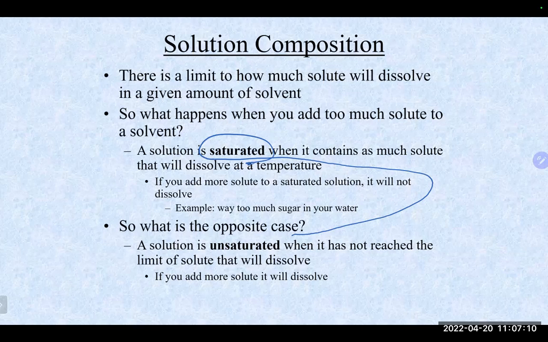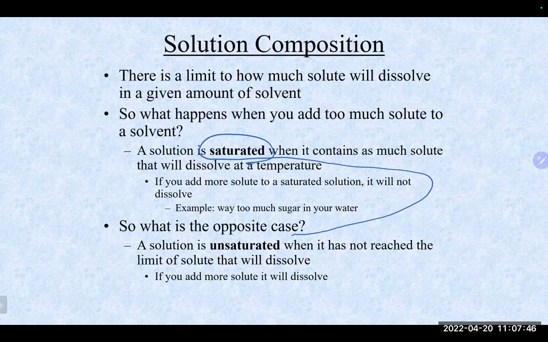So saturated, no more solid will dissolve. You're at the maximum amount that you could get into the solvent. And unsaturated, you're not there yet. You could still continue to dissolve at that point. So if you were doing this in a test tube, you scoop some solid, you stir it, it dissolves, you scoop some more solid, it dissolves, you're still an unsaturated solution. Until the point where you scoop some solid in there and try to get it to dissolve and it no longer dissolves, then you most likely have made a saturated solution at that point.